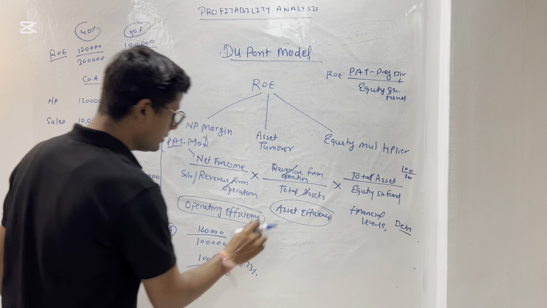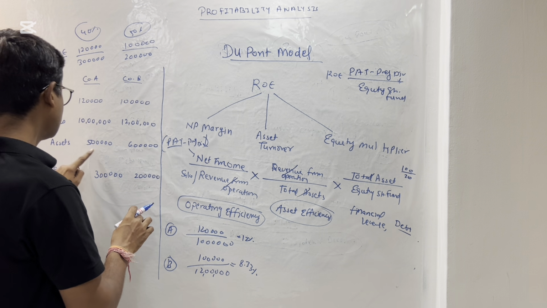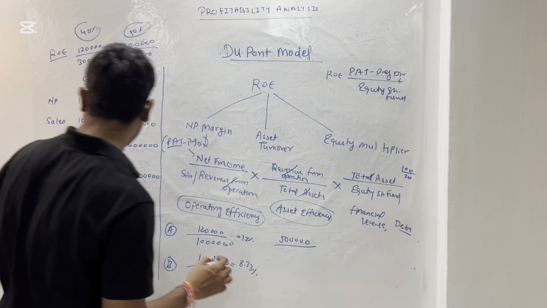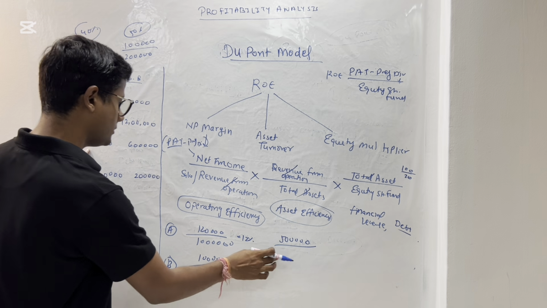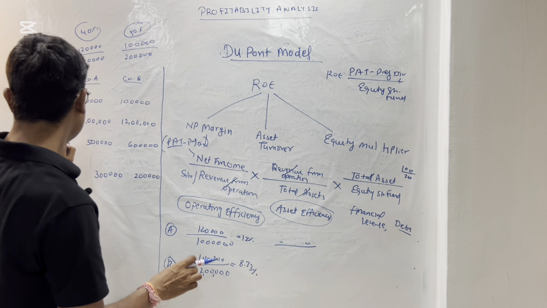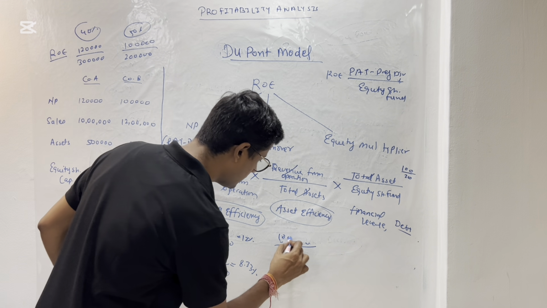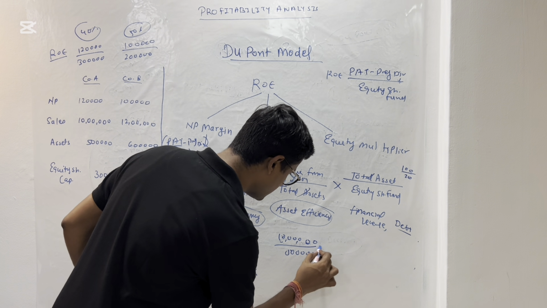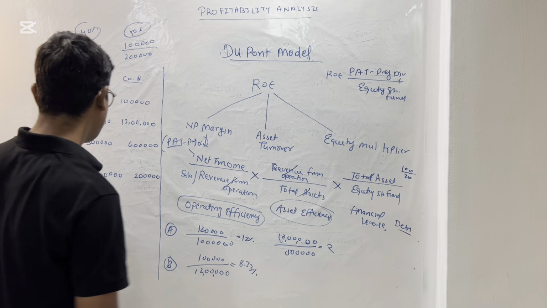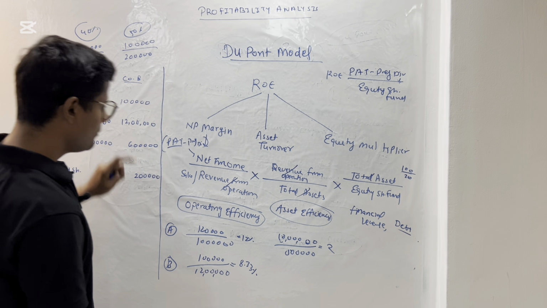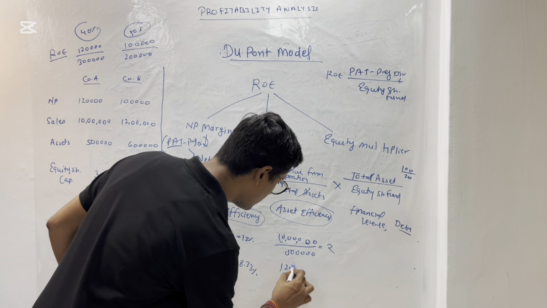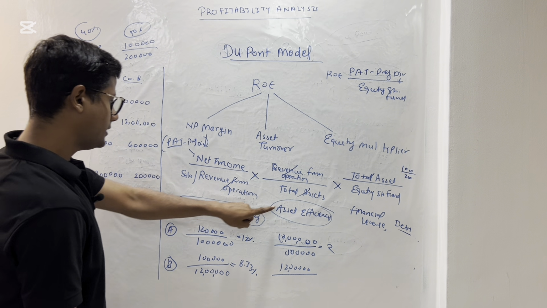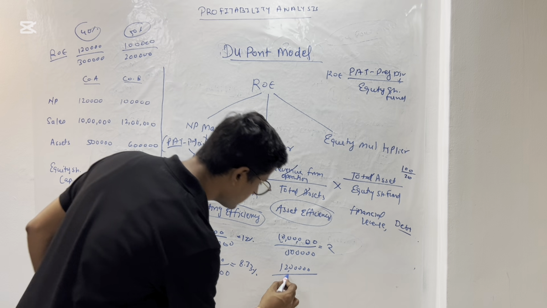Now let's understand the second formula, asset turnover. First is revenue from operations. So revenue from operations is 10 lakhs, like 1 million, and the asset is 500,000. So this is 2. Now what about company B? Company B's sales is 12 lakhs, 1.2 million, and its total asset is 6 lakhs, 600,000.